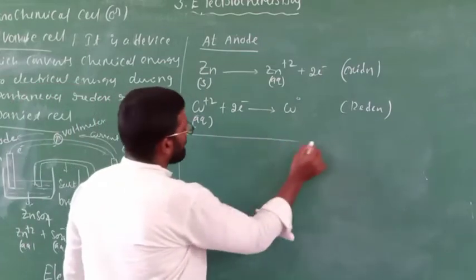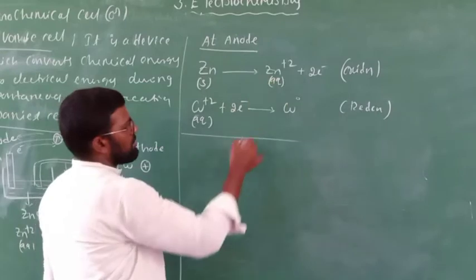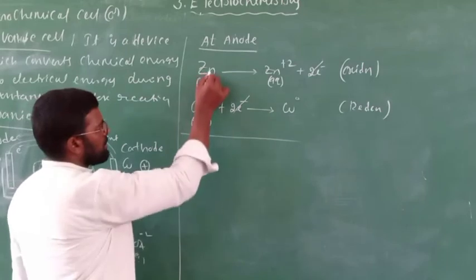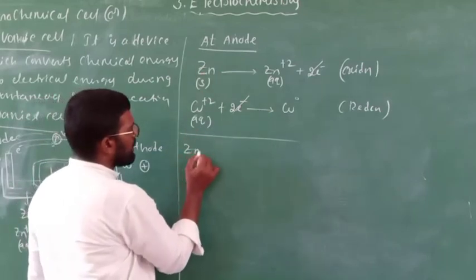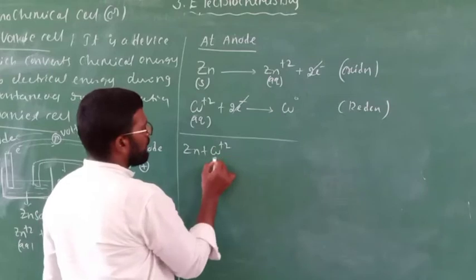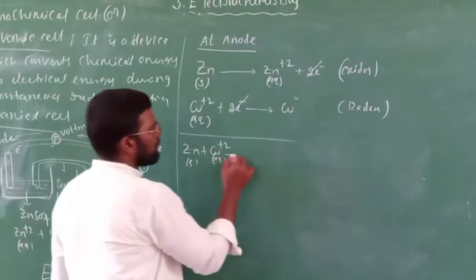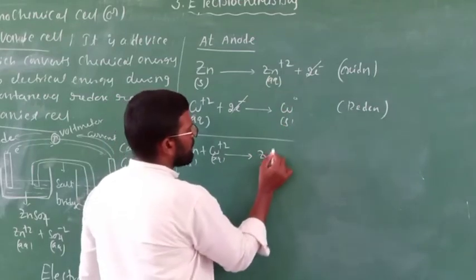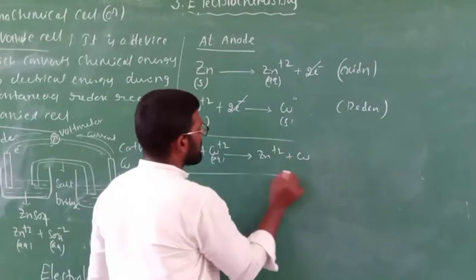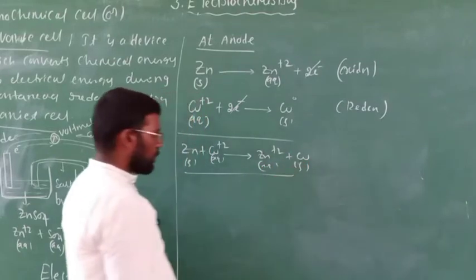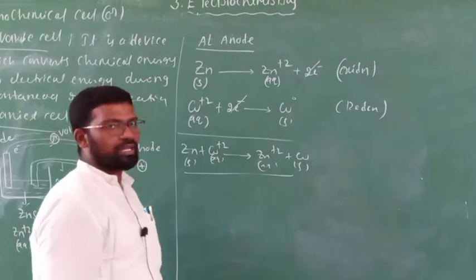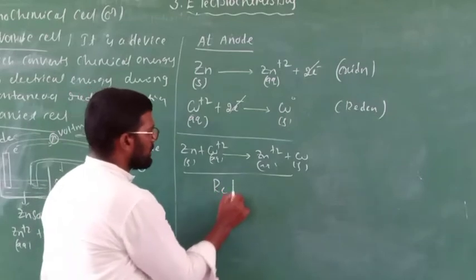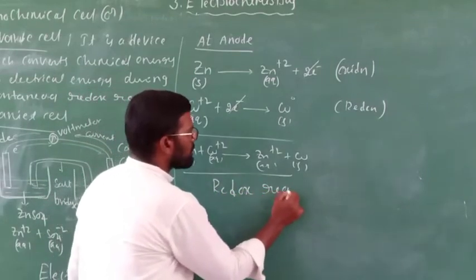Now come to the overall reaction. The overall cell reaction will be, so here 2 electrons get cancelled. So on the reactant side, zinc and Cu plus 2 ions are there. So Zn plus Cu plus 2, aqueous, this is in solid state, gives Zn plus 2 aqueous ions and Cu. Zn plus 2 plus Cu. This is the overall reaction of the galvanic cell. If you observe this reaction, you can easily understand that this is a redox reaction.